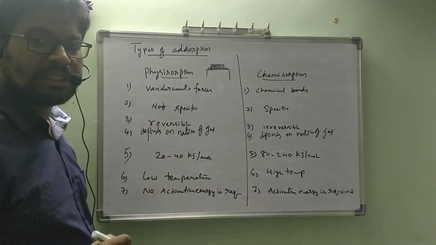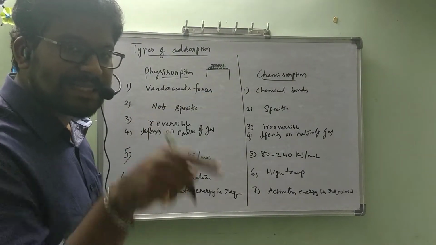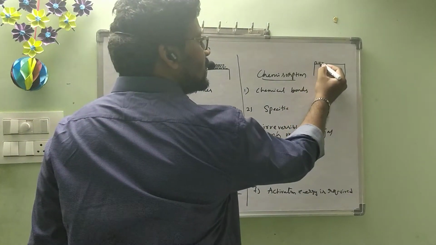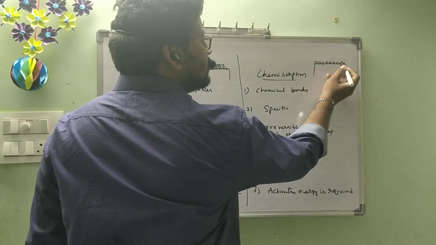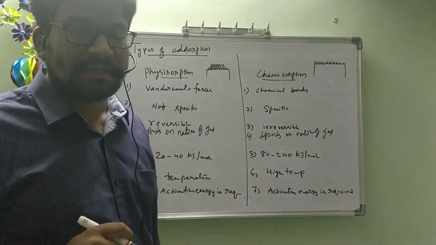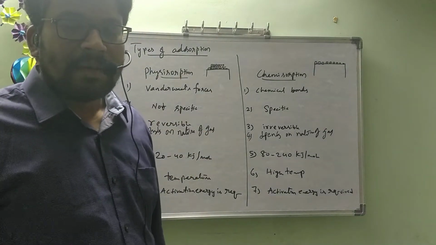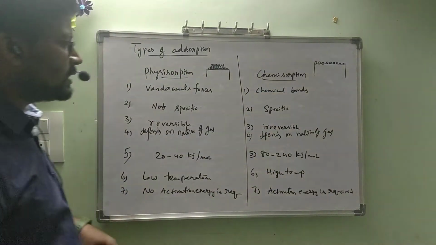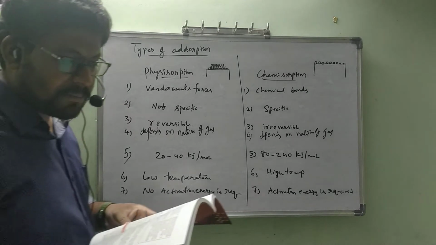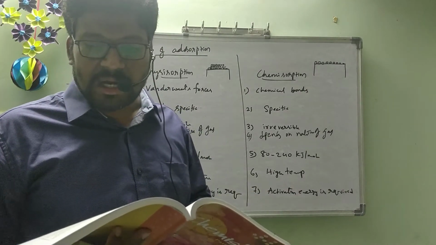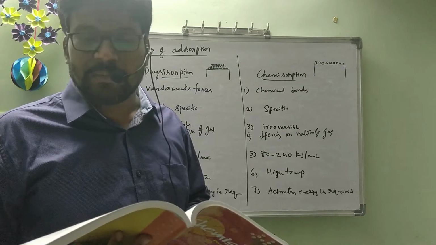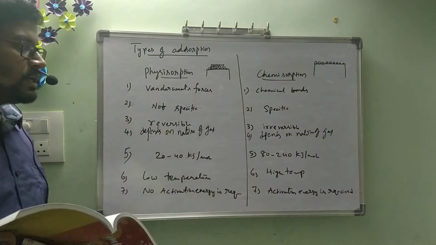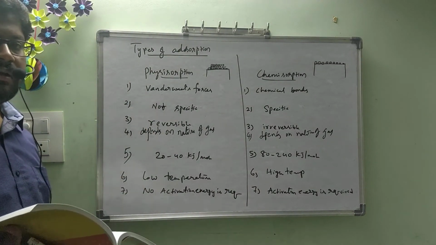But chemisorption means there must be chemical bonds between gas and solid. So only one layer is possible, because the second layer is not in contact with the solid surface, so it cannot form chemical bonds with it. So chemisorption is unimolecular layer. Physisorption is multimolecular layer. These are the comparisons between physisorption and chemisorption.